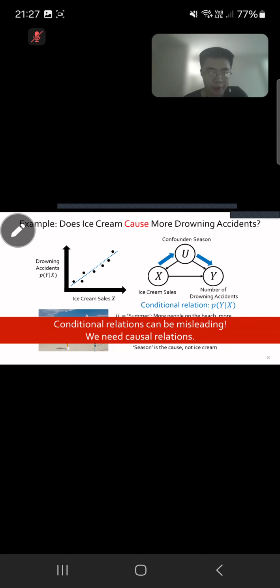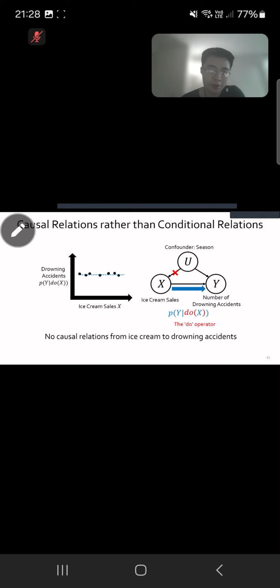We need causal relations. So to obtain causal relations, we need to first cut the link between the ice cream sales and the confounder. This way, the dependency can flow directly from the ice cream sales to the number of drowning accidents. And in causal inference, we call this the do operator. And after correcting for this, we can see that there's actually no correlation from the ice cream to drowning accidents.